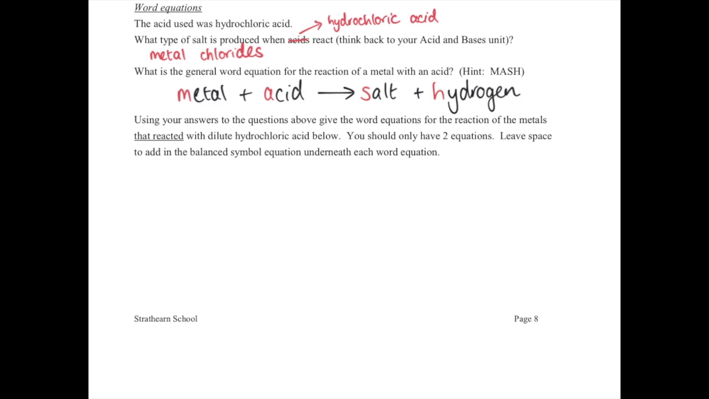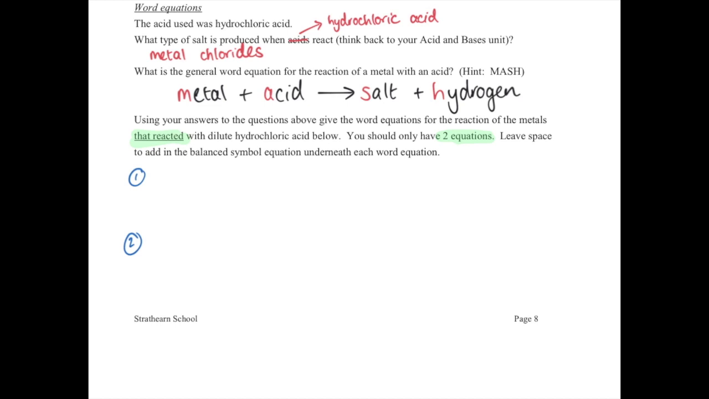So using that information, the information that we have written down, I want you to try the next bit yourself. It says, using your answers to the questions above, give the word equations for the reactions of the metals that reacted with the dilute hydrochloric acid above. It then says you should only have two equations. Why is that? Well, it's because only two of our metals reacted, and have a think back to which of them did react. It says leave room for the balance symbol equations underneath. So if you write your first one about here and your second one about here, leaving room for your balance symbol equation, which I'll take you through afterwards.